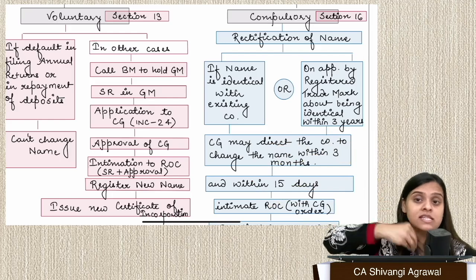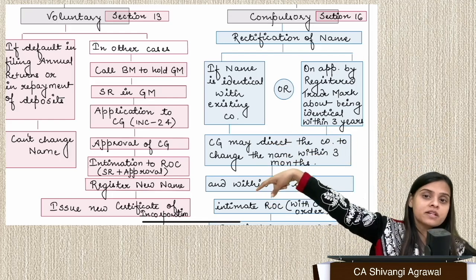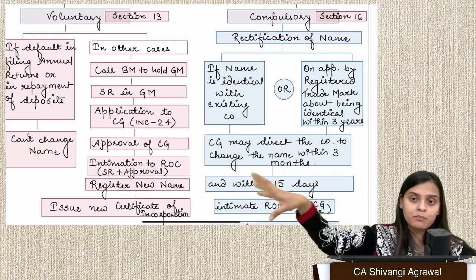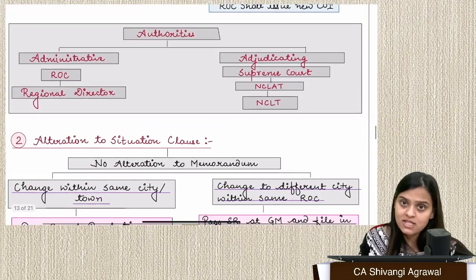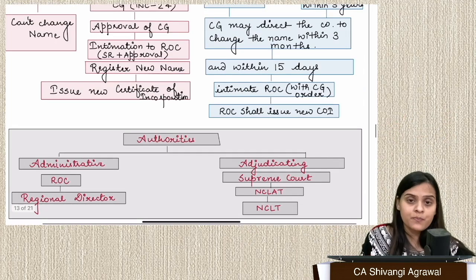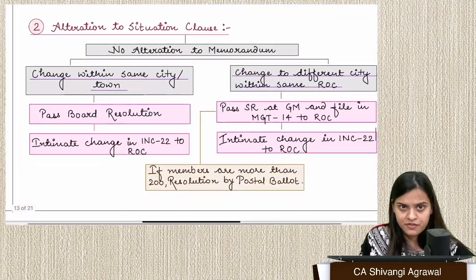So what they will do is the central government is going to give the direction to change the name within 3 months, and that company has to change the name within 3 months. And once they change the name within 3 months, they will intimate it to ROC within 15 days.